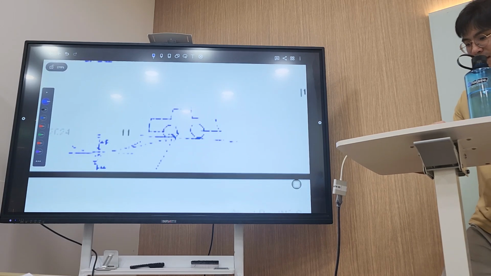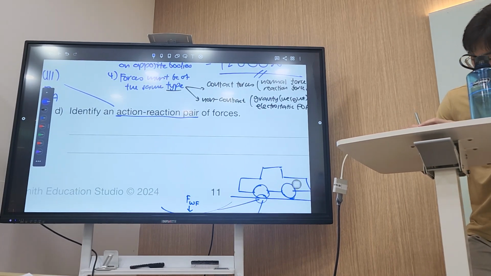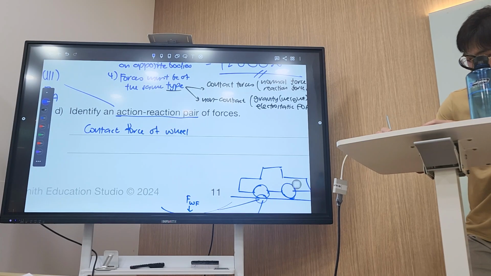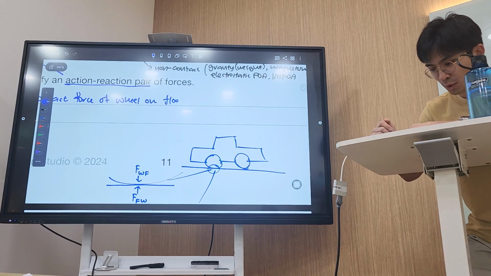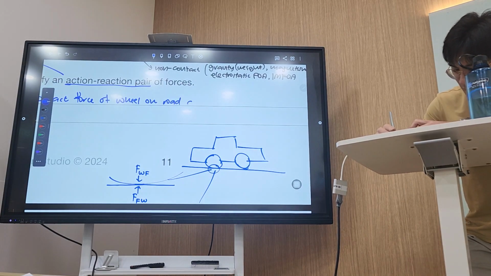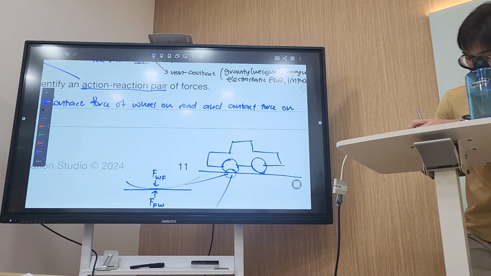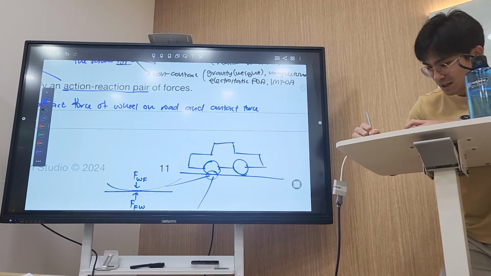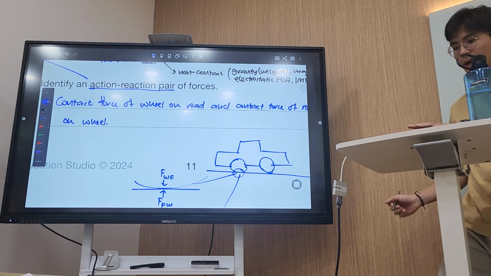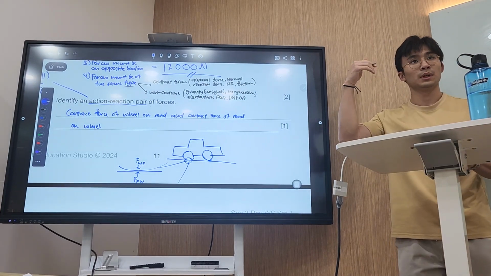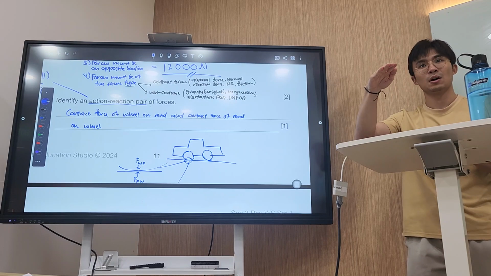So your action reaction pair, let's identify it. Contact force of wheel on road, and contact force of road on wheel. Let's use the same words. One is wheel on road, the other is road on wheel. But they are equal. That's why your car doesn't sink or fly.